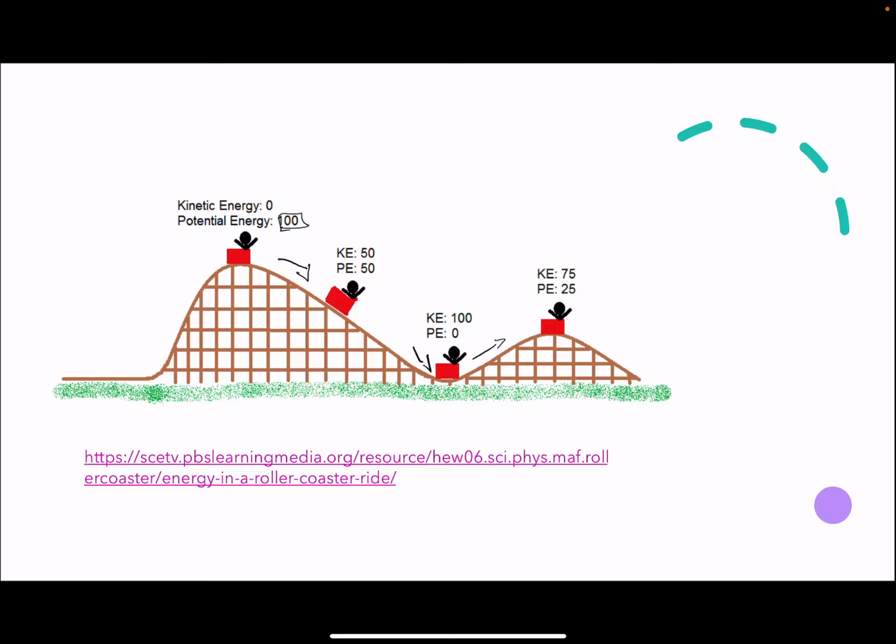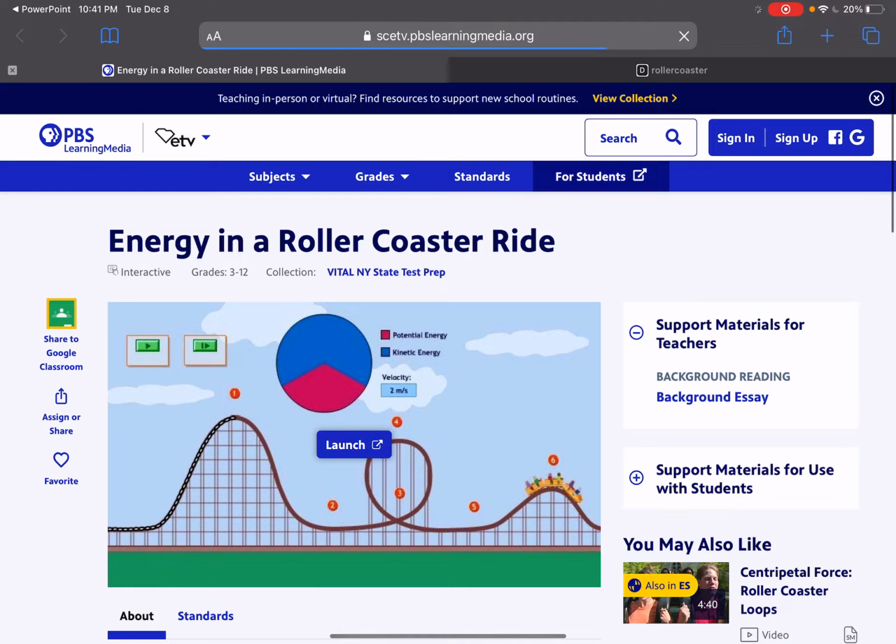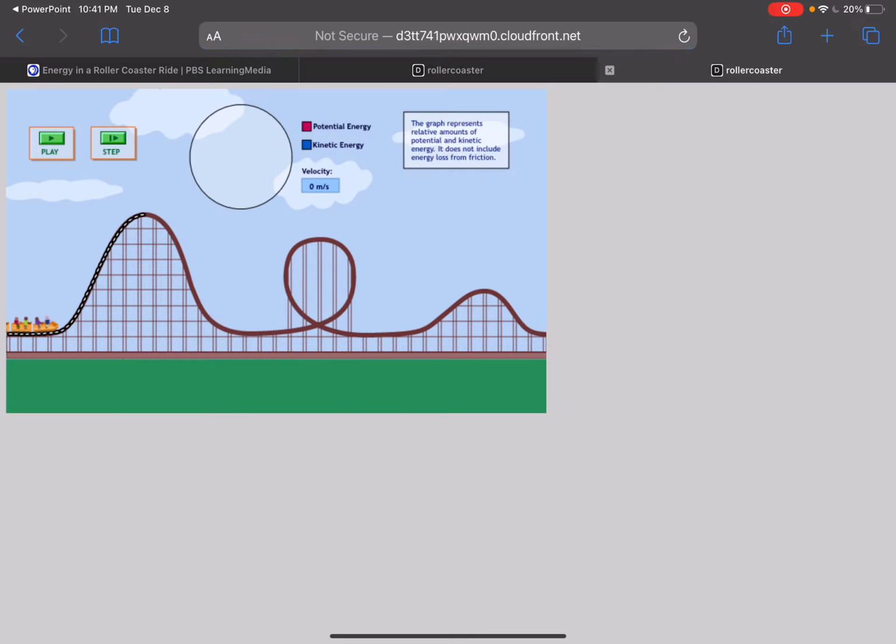But roller coasters, other than the work that's done to lift the roller coaster at the beginning, don't really have any more external work. Generally there are no engines working this part or anything. It's just using the conservation of energy concept to be able to go up and down, up and down. And we're just going to look at a more interactive example right here.